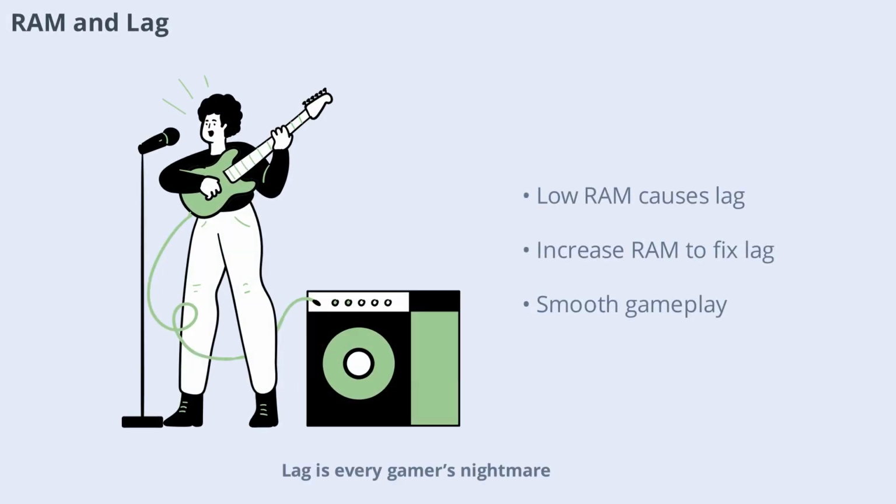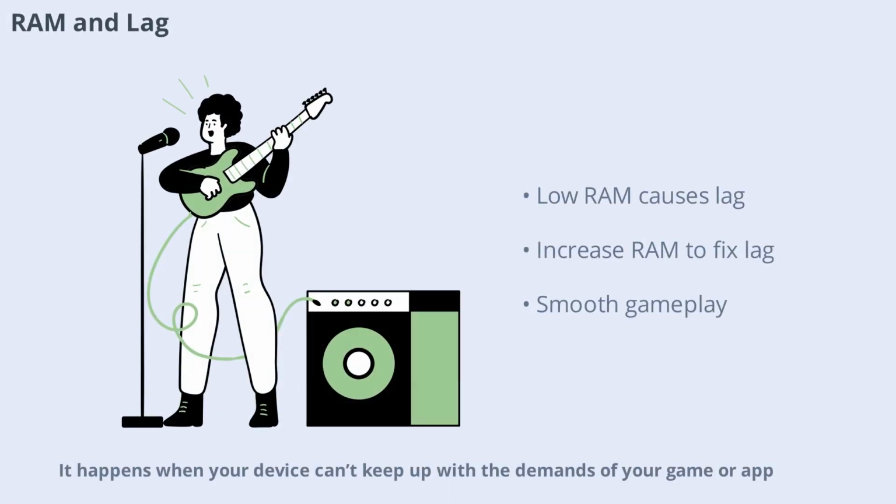Lag is every gamer's nightmare. It happens when your device can't keep up with the demands of your game or app. Low RAM is a common cause of lag, making games stutter and apps freeze. By increasing your RAM, you can eliminate lag and enjoy a smoother experience. No more waiting for your game to catch up.